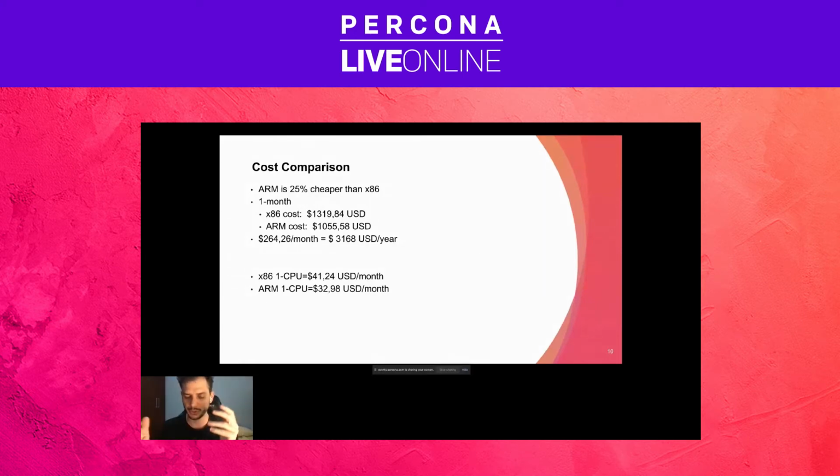So for those who are managers or trying to measure the impact on the budget, this is somehow the math that you are going to end up doing. And I did a small count of how much one CPU costs for 1 month. So again, $41 for x86, $32 for ARM.